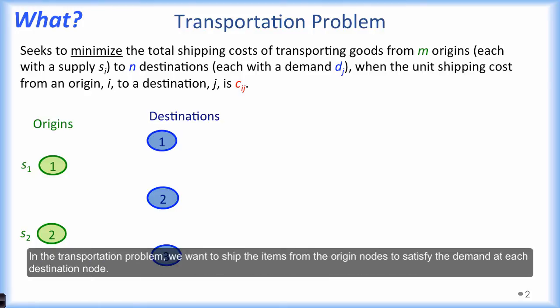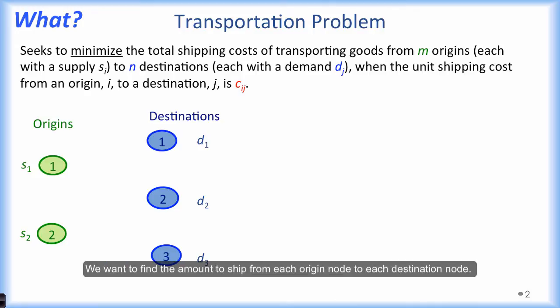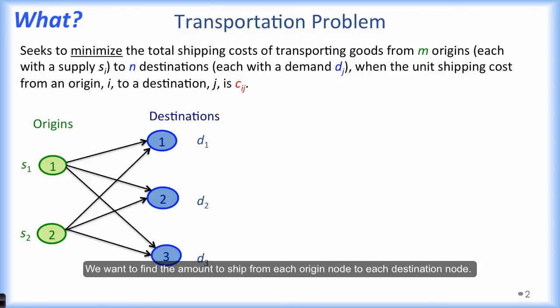In this transportation problem, we want to ship the items from the origin nodes to satisfy the demand at each destination node. And again, we will use D subscript J to denote node J's demand. So basically, we want to find the amount to ship from each origin node to each destination node.